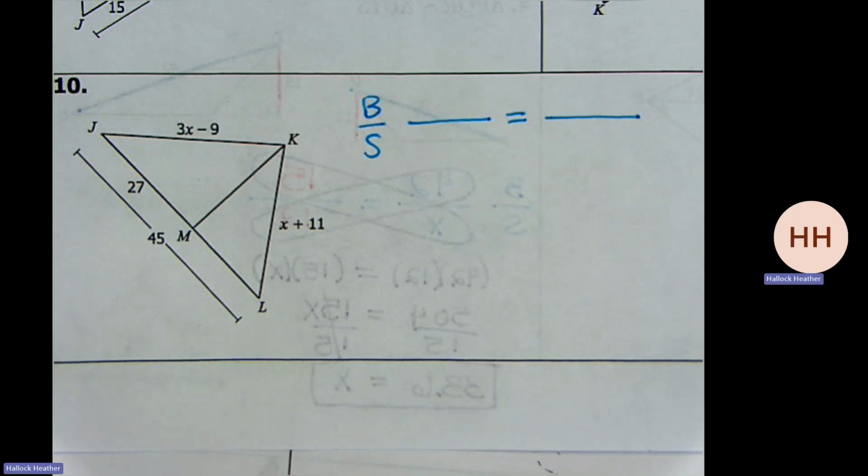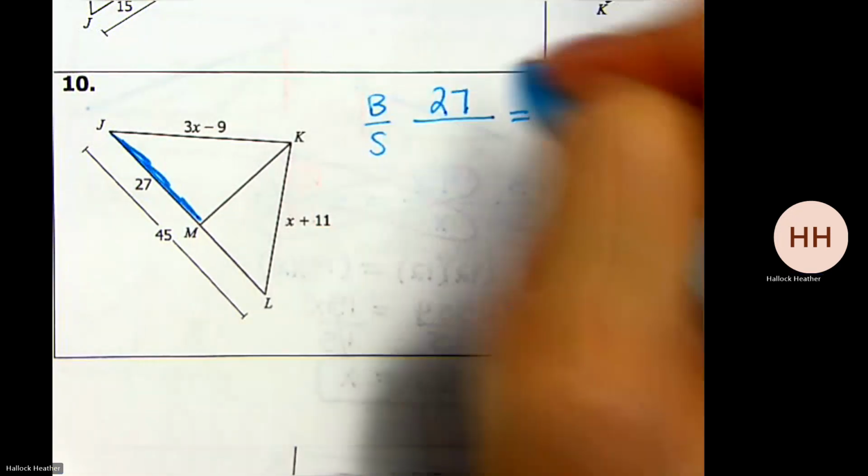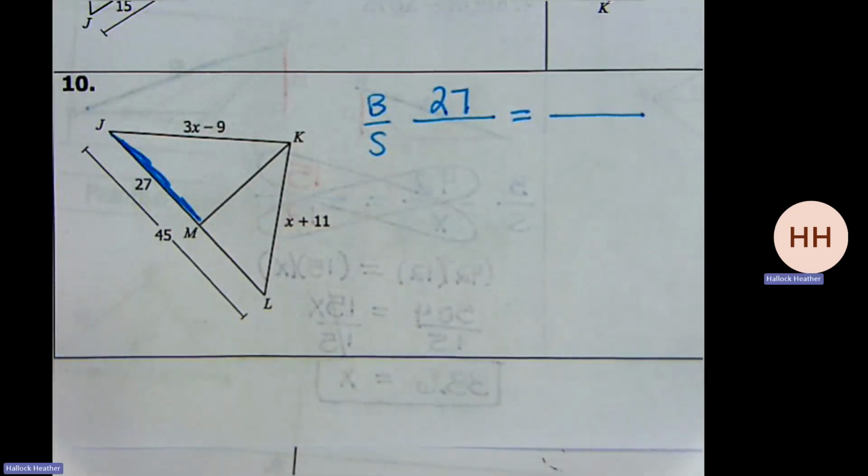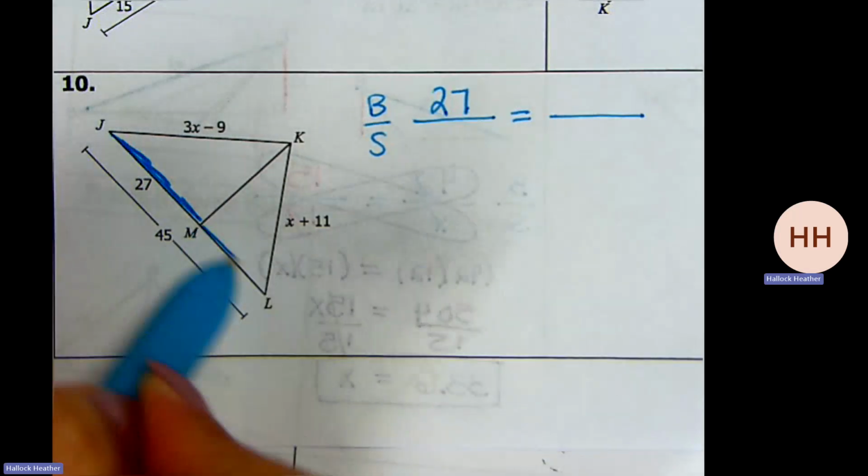What'd you say? Oh, you're on a different question. So on number 10, 27. So 27 right here, it's on the big triangle. On the smaller triangle, that's going to match this piece right here.